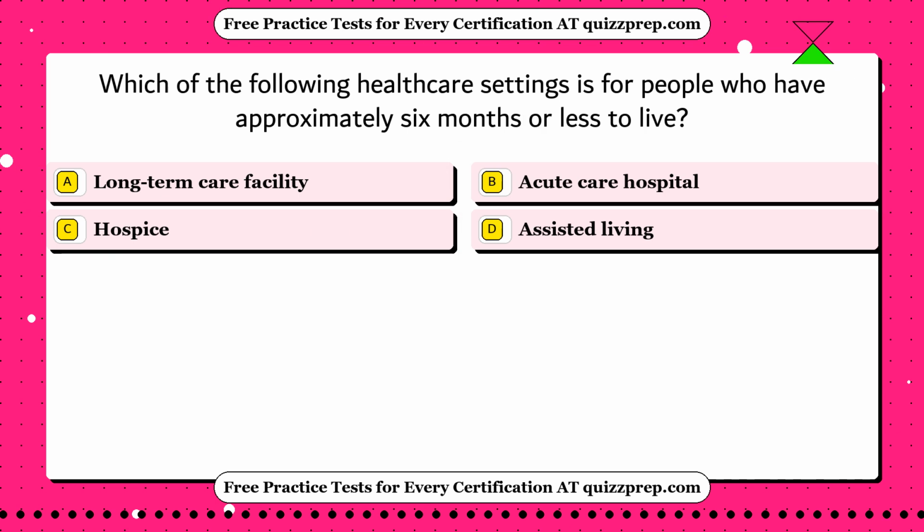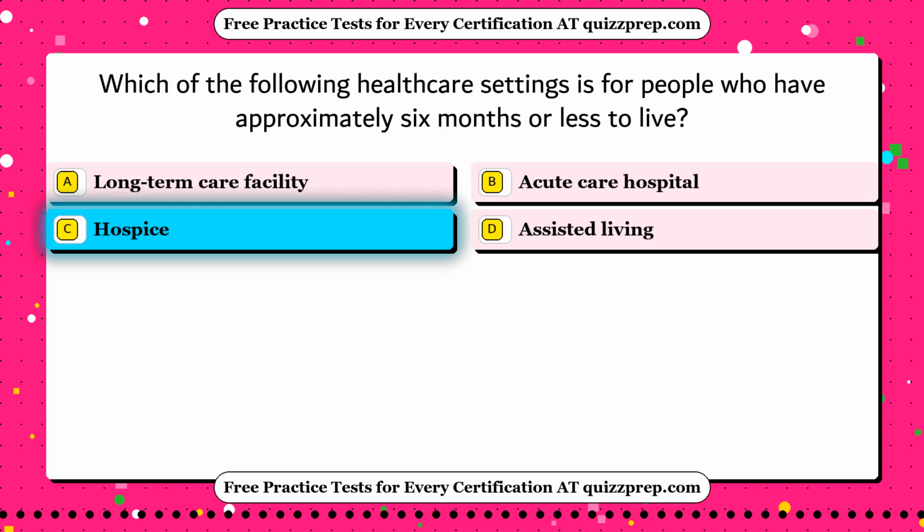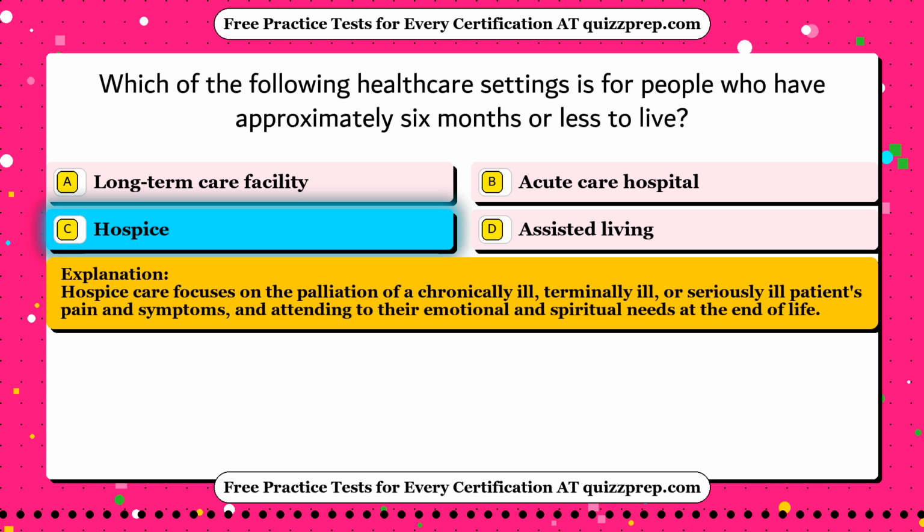Question 62. Which of the following healthcare settings is for people who have approximately 6 months or less to live? Option A, long-term care facility. Option B, acute care hospital. Option C, hospice. Option D, assisted living. The correct answer is option C, hospice. Hospice care focuses on the palliation of a chronically ill, terminally ill, or seriously ill patient's pain and symptoms, and attending to their emotional and spiritual needs at the end of life.